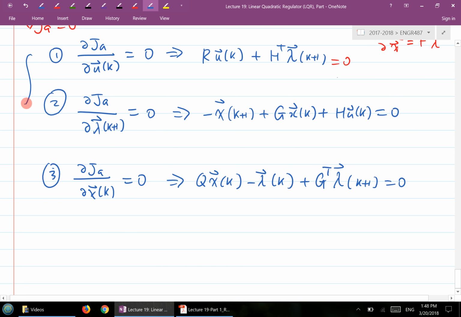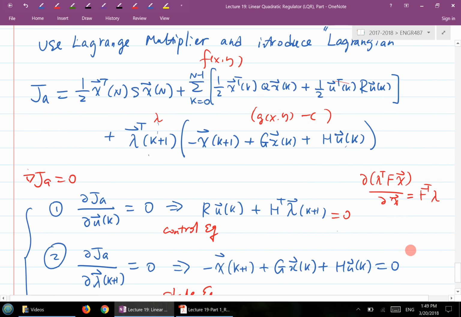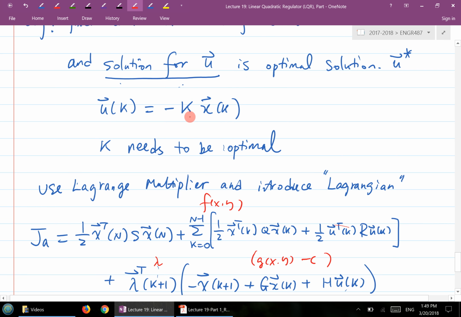So now we have the three equations. The first one is called the control equation. The second one is called the state equation. And the last one is called the adjoint equation. We try to manipulate the three equations to get a solution for u_k, basically. So let's look at this in the next lecture.